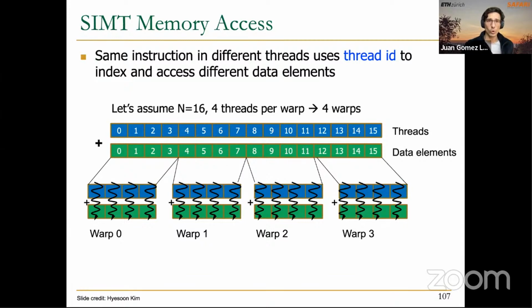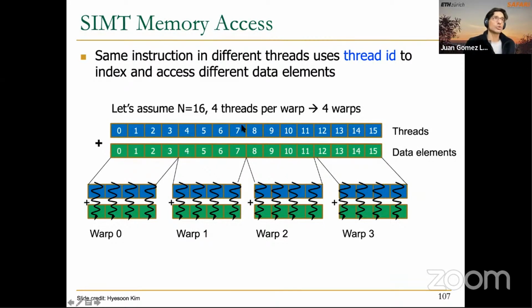Now, how do we write our code? Because I said the code or the program is the same for all the threads, it's single program, but multiple data, right? Meaning that different threads access different data and operate on different input data and generate different elements of the output data, of the output array, right? So the way of doing this partitioning is by using the thread ID to index the data elements.